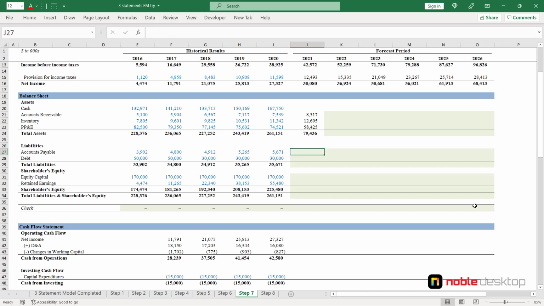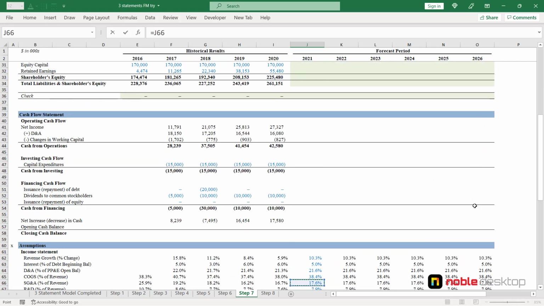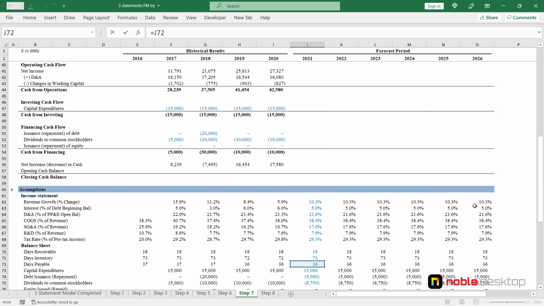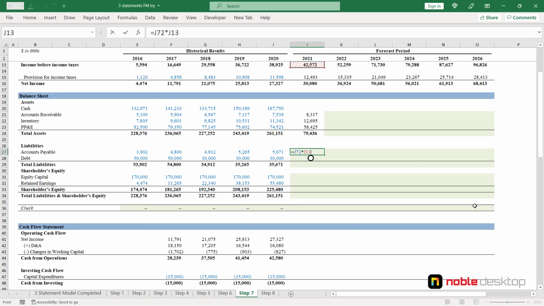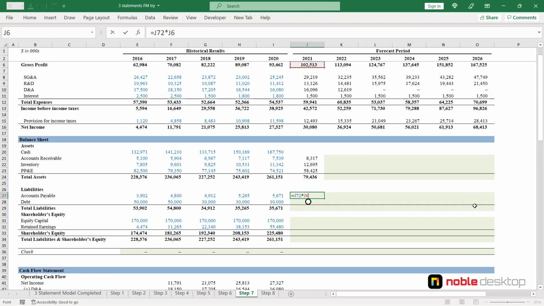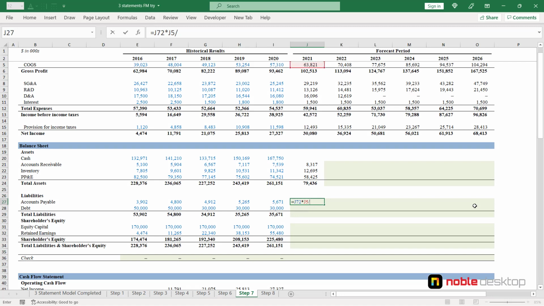Let's go ahead and fill the liabilities line items here. As for accounts payables, I will find days payables down below in my assumptions, row 72, multiplied by cost of goods sold in my income statement, row 5, and divided by 365 days a year.